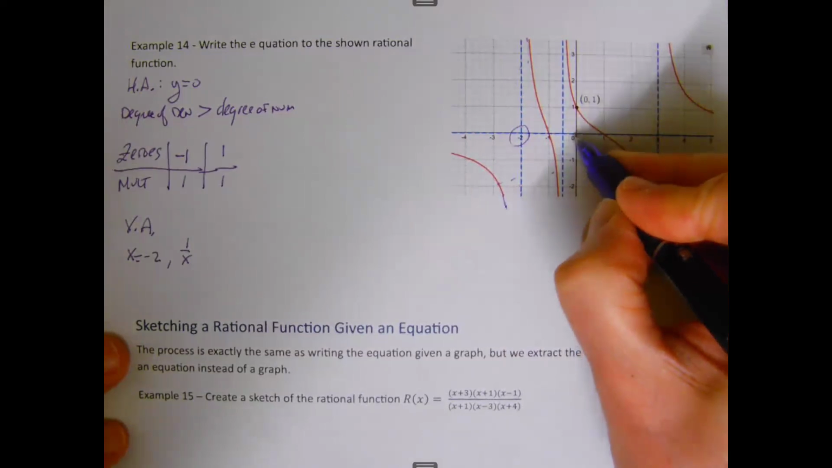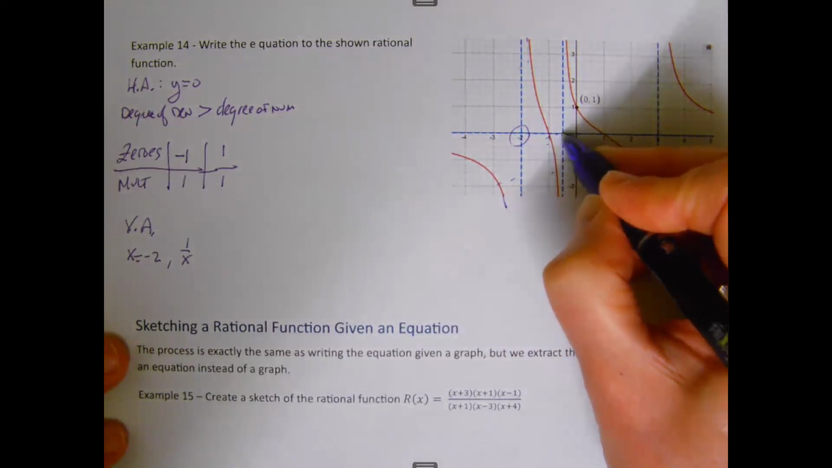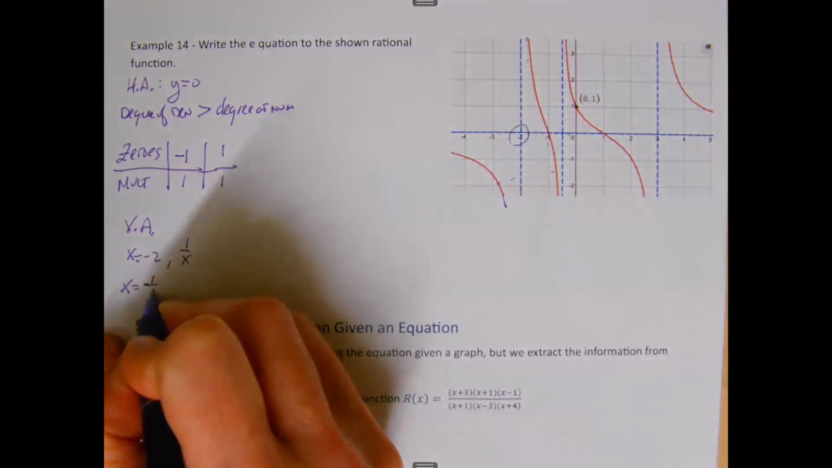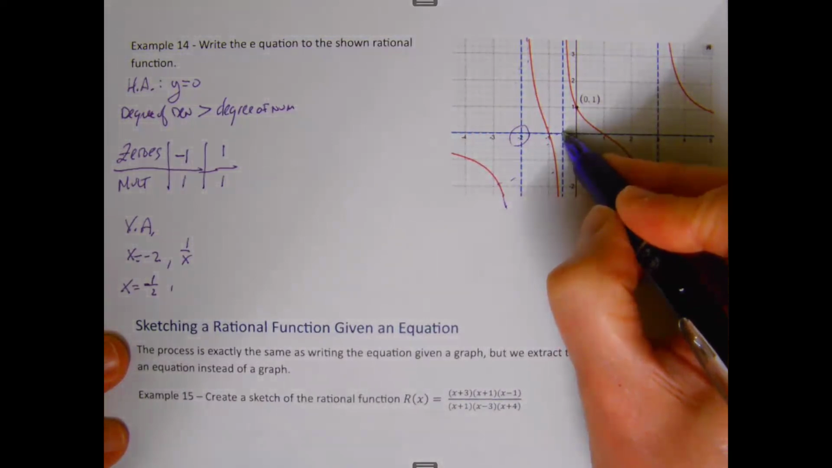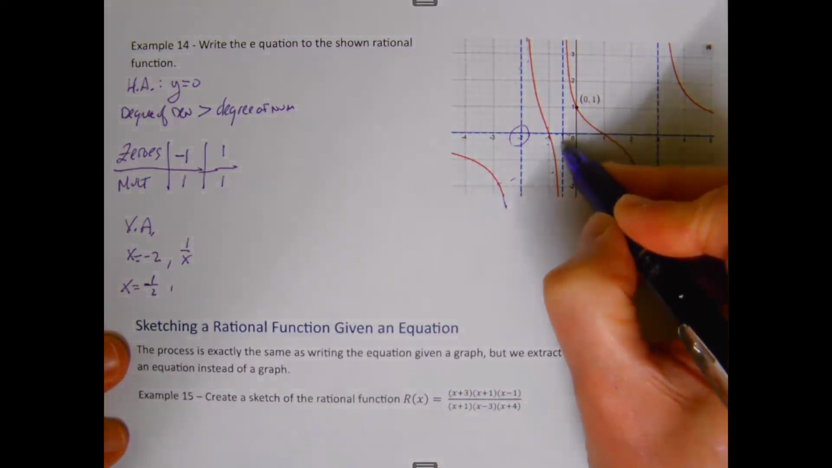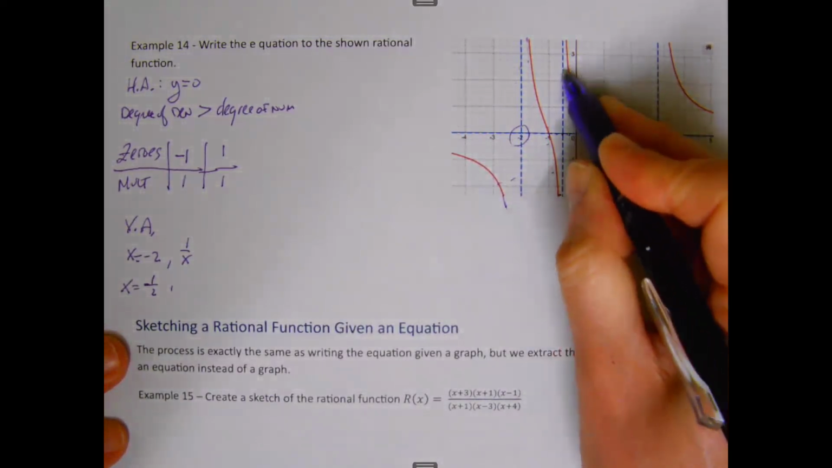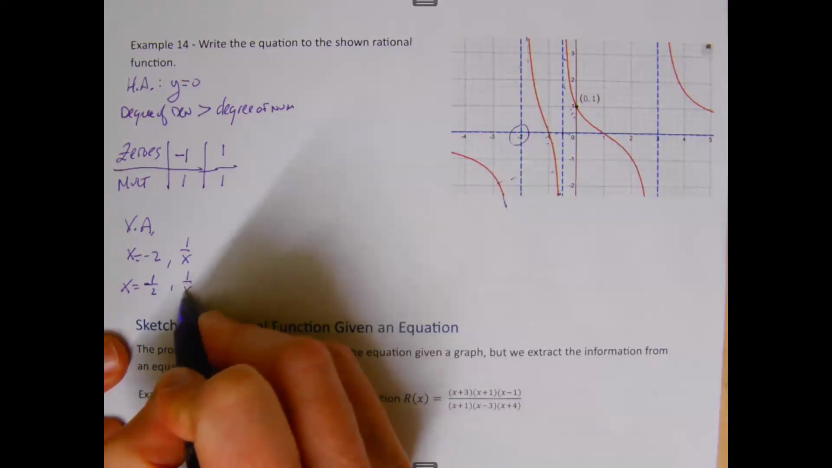If that is -2, that is -1, and this is 0. So it looks like 1, 2, 3, 4, yep, it looks like 0.5. So x equals -1/2. Here's my vertical asymptote, and then I look at the graph near this one and near the other side. Again, I'm getting the opposite, so again this is of the type 1 over x.